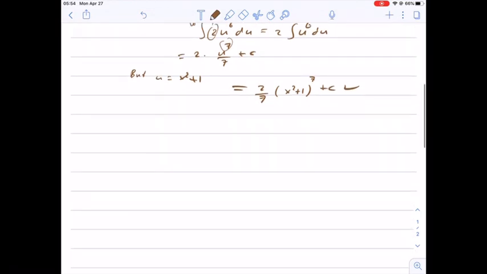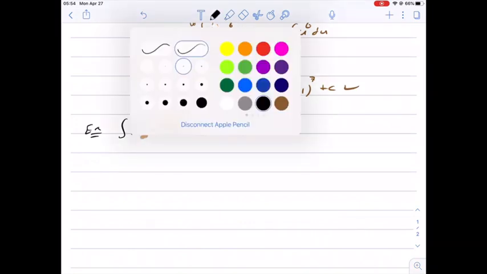Let's do another problem. If we want to evaluate the integral of 3x e to x squared dx, now the function is x squared and its derivative is 2x, but part of the derivative is x. So we use the substitution.